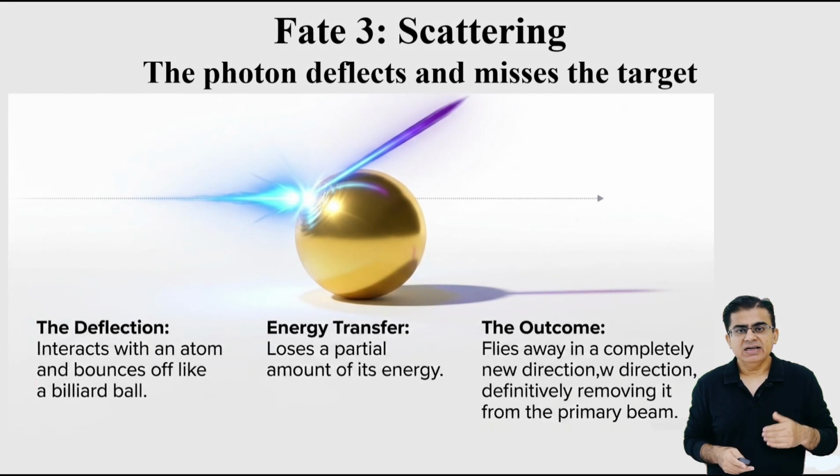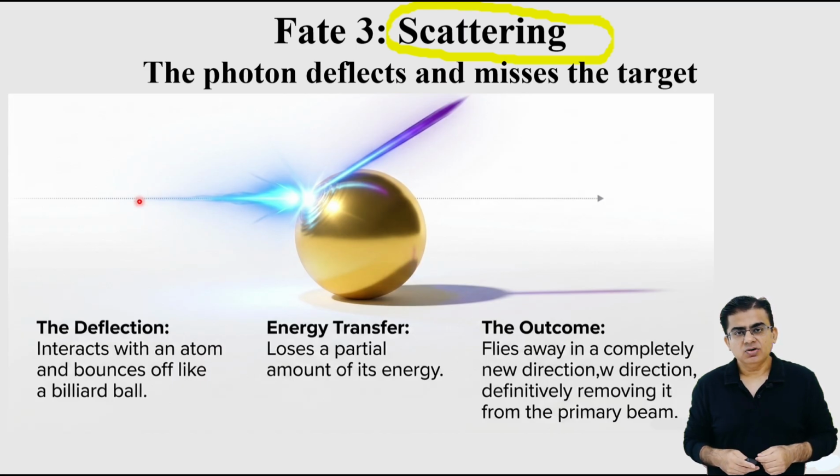Finally, this is another thing which can happen to this photon when it is traveling through the body tissue. This is the third possible fate of this photon. This is known as scattering. See here. The blue color is the incoming X-ray photon. The golden colored ball is the atom of the tissue.